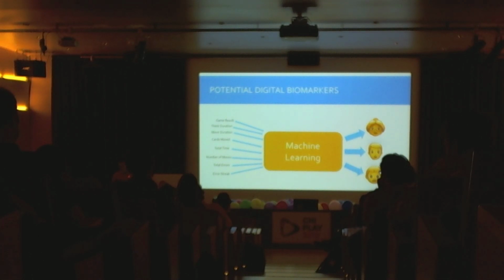We also captured things like the number of moves they made, how many errors they made, and also the error streak. So if they made a mistake, how many times would they retry to make that move?